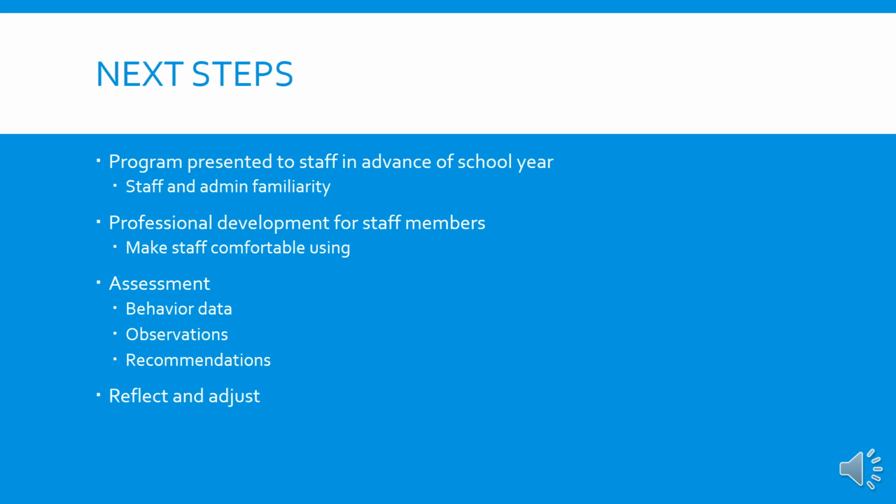Next steps, the program that has been chosen should be presented to the staff in advance of the school year. This gives the staff and administration familiarity with what's going on. There should be professional development for staff members, so the staff should be made comfortable using the program. There should be assessment, behavior data should be gathered, observational data should be gathered, and recommendations should be made. And then there should also be a period after the program has been started to reflect and adjust accordingly.